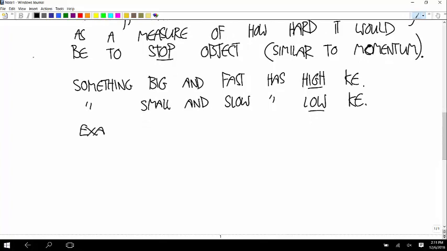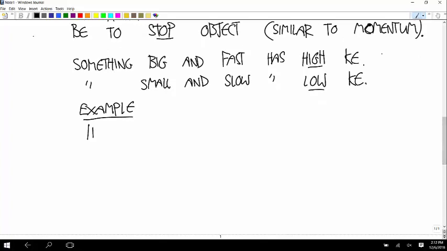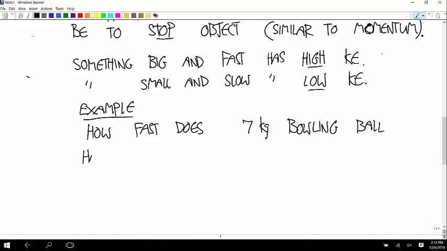Okay, so for example, how fast does a 7-kilogram bowling ball have to move to have 100,000 joules of kinetic energy?